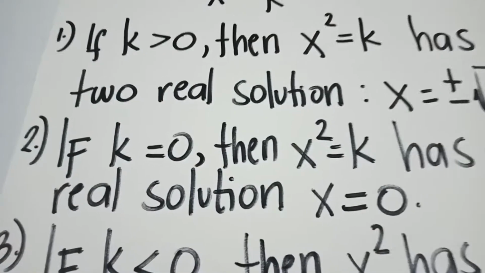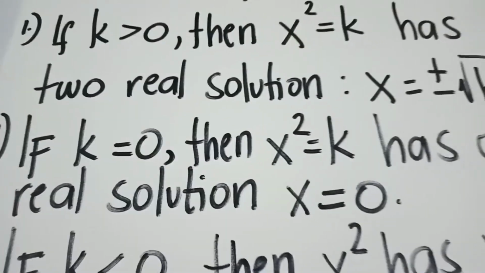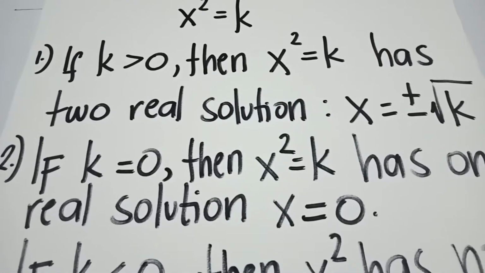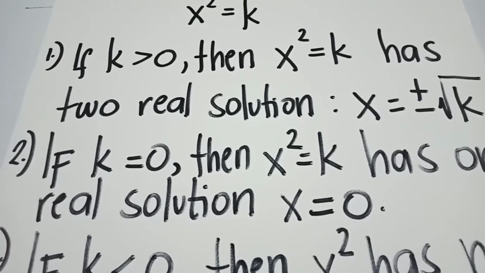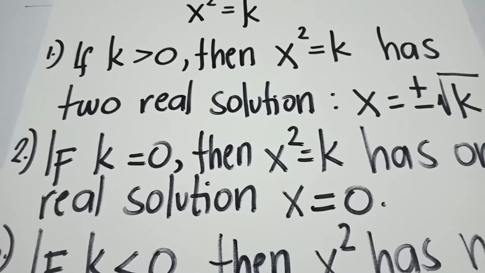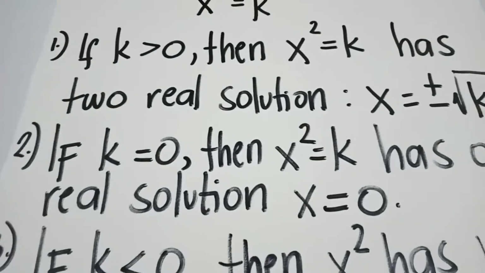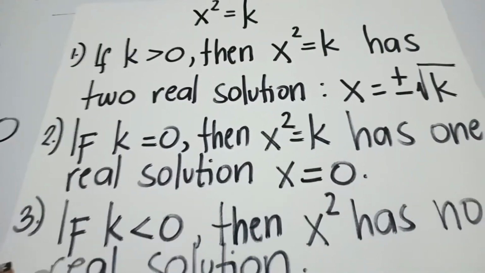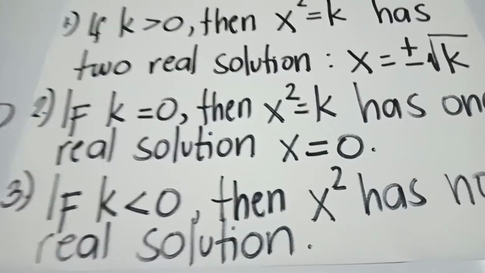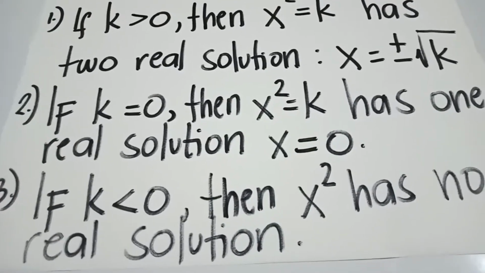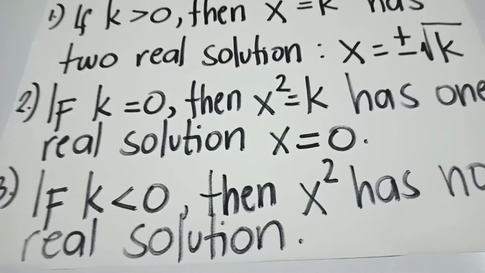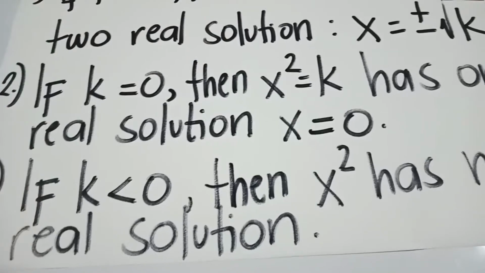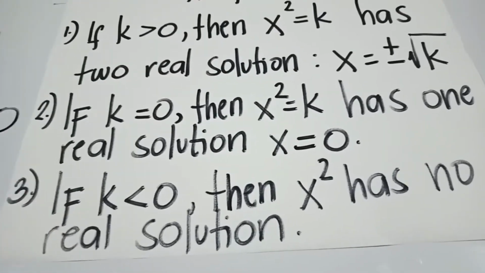And then, number 2, if k is equal to 0, then x squared is equal to k has one real solution, which is x is equal to 0. So, again kapag ang k daw ay equal to 0, iisa lang daw ang solution yan. And then for number 3, if k is less than 0, then x squared has no solution. So kung yung value na makukuha natin ay mas maliit kay 0, therefore walang solution po yan.